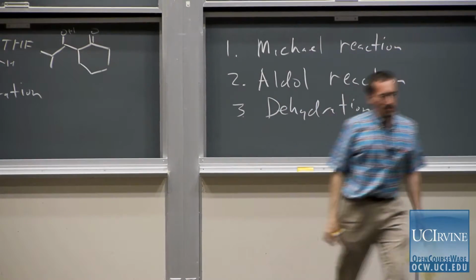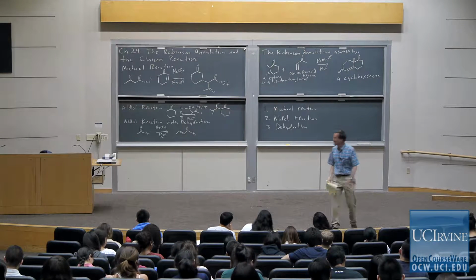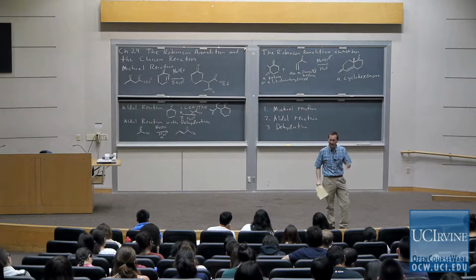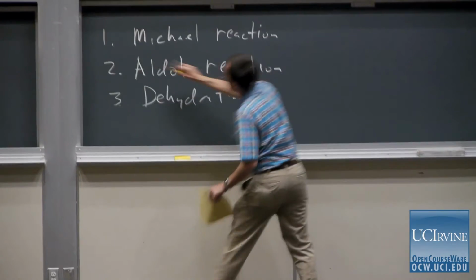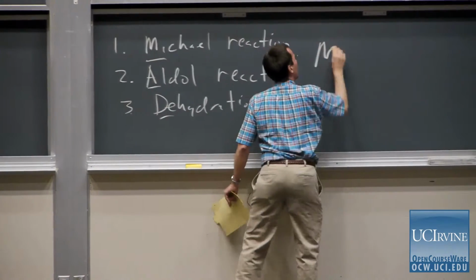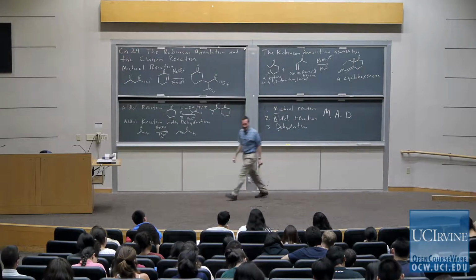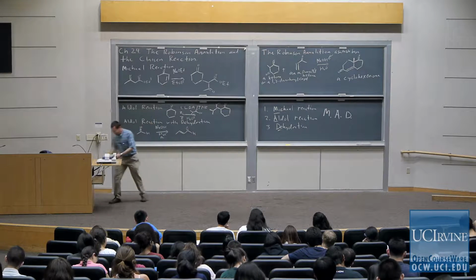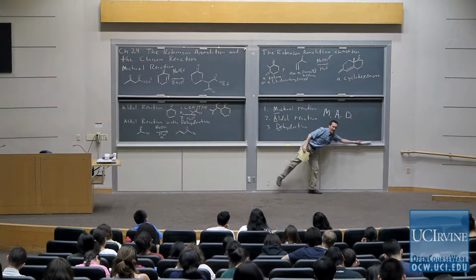And if you want to remember something, just come up with a crazy way of remembering it. And you look at this and you say, how in hell does that occur? That's crazy. That's mad. We're just going to go ahead and remind ourselves: MAD. The Robinson annulation is a mad reaction. All right. But I'm not mad, so I will show you how this occurred.